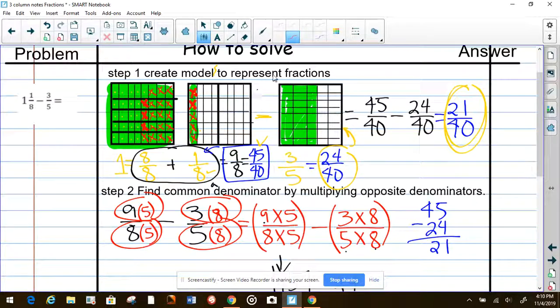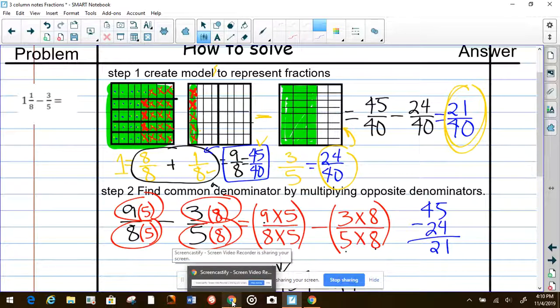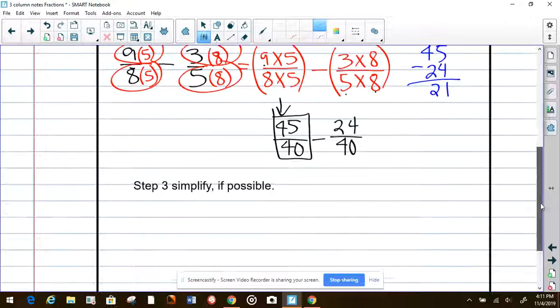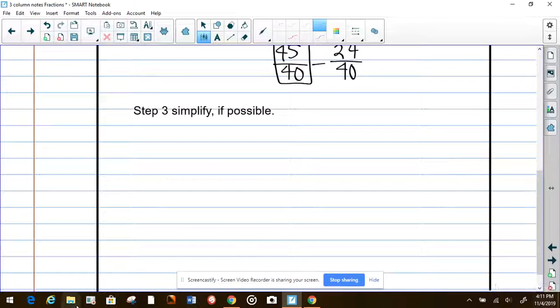So whatever is left has to equal 21. 1, 2, 3, 4, 5, 6, 7, 8, 9, 10, 11, 12, 13, 14, 15, 16, 17, 18, 19, 20, 21. Yes, our answer is correct. So now we know that when you subtract 3/5 from 1 and 1/8, the answer is 21/40. Okay, now the question is, can we simplify this number?